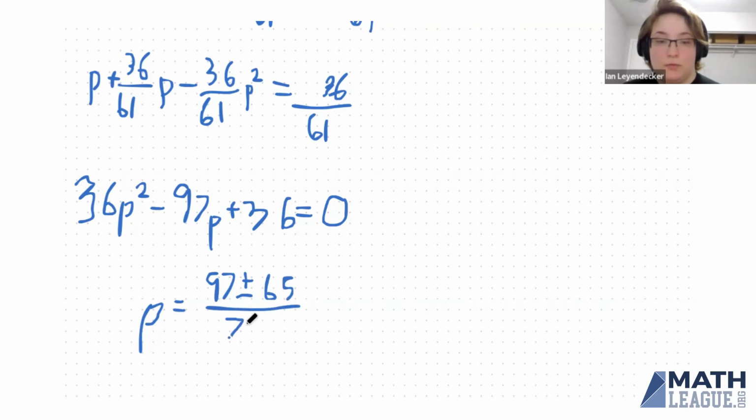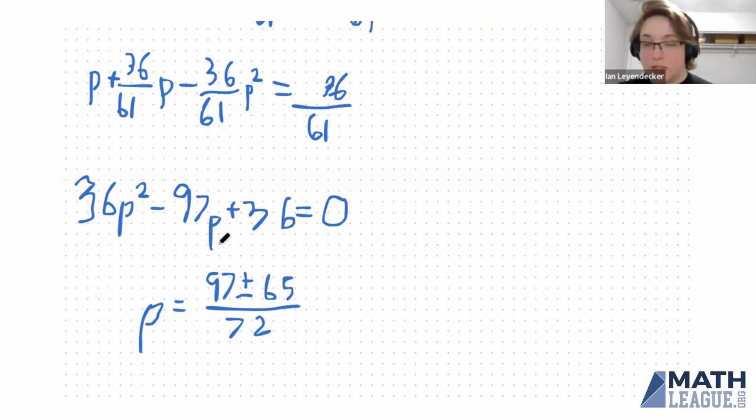And notice that P is a probability, so P has to be in between 0 and 1. And if we converted that plus or minus sign to a plus sign, 97 plus 65 is greater than 72. So we would get a result for P that's greater than 1, but that's not a legitimate solution, given that P is a probability and therefore must be less than 1. So that means that the only valid value for P is 97 minus 65 over 72. And subtracting and then simplifying, that gets us the probability of 4/9.